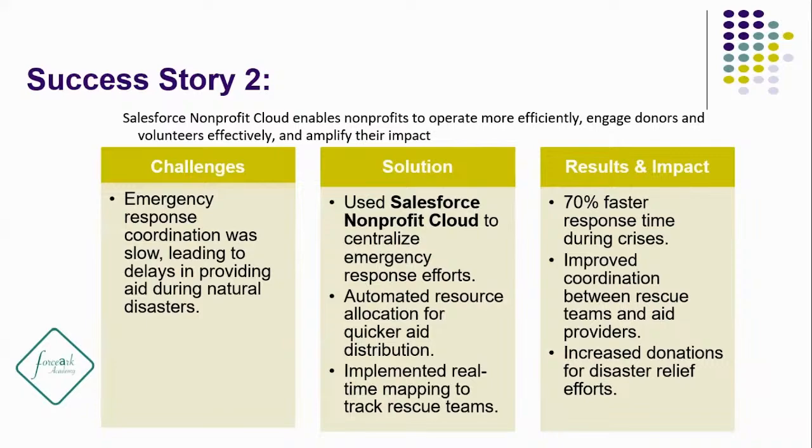The solution that this disaster relief NPO applied is that they used Salesforce Nonprofit Cloud to centralize emergency response efforts. They automated resource allocation for quicker aid distribution. They implemented real-time mapping to track rescue teams. Due to this solution, the results they achieved are 70% faster response time during crisis, improved coordination between rescue teams and aid providers, and increased donations for disaster relief efforts.